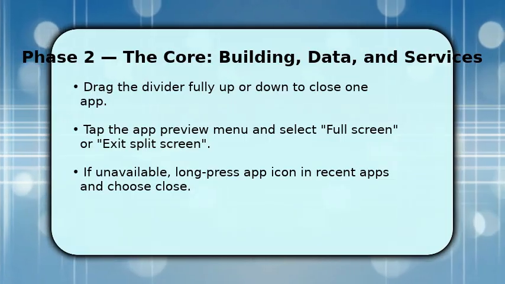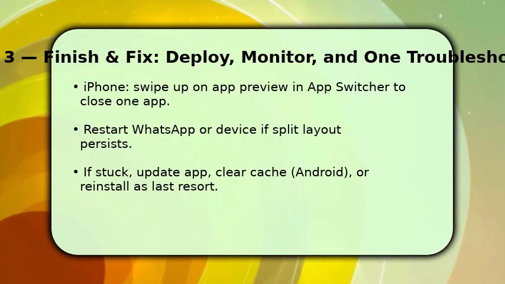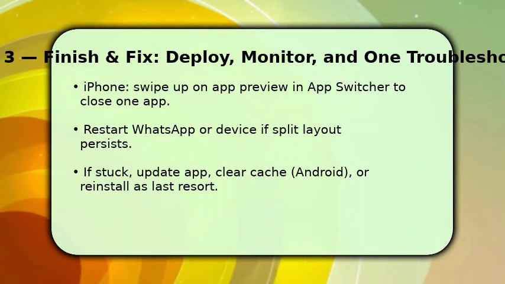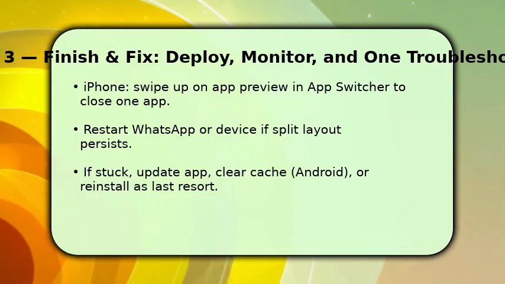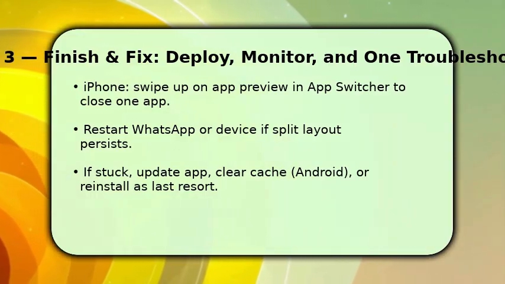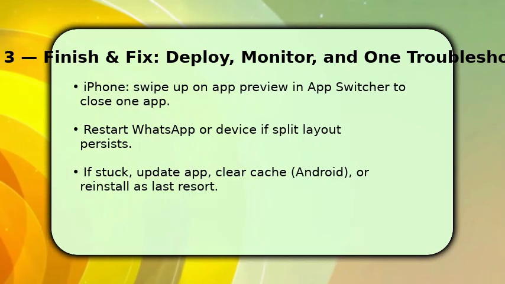On iPhone models with App Switcher, drag the unwanted app's preview up to dismiss it, and WhatsApp returns to full screen. Make sure you swipe decisively. Once that's done, relaunch WhatsApp if the layout still shows both apps. If the split screen persists, restart the device.